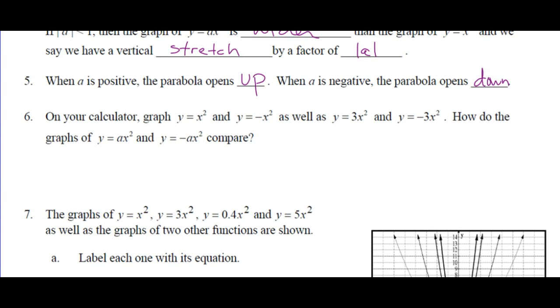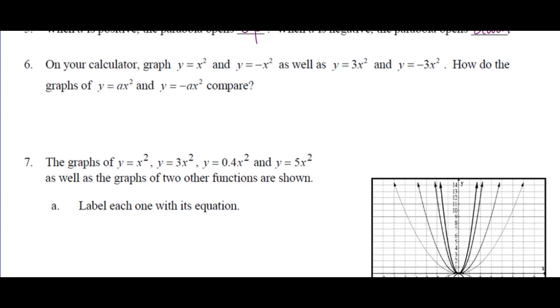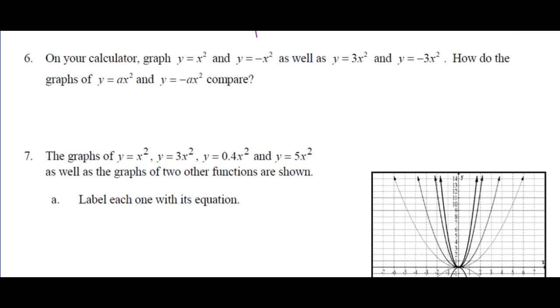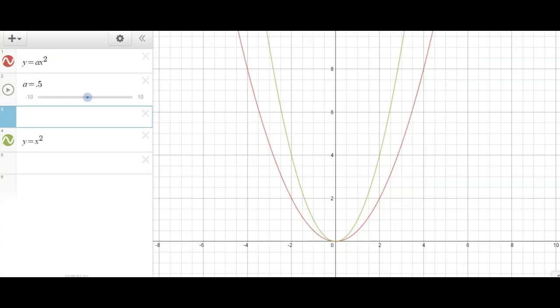On your calculator, graph y equals x squared, negative x squared, 3x squared, and negative 3x squared. Okay, so you could do that, right? And on the color ones, it actually wouldn't be bad, because you'd see 4 different graphs in 4 different colors.